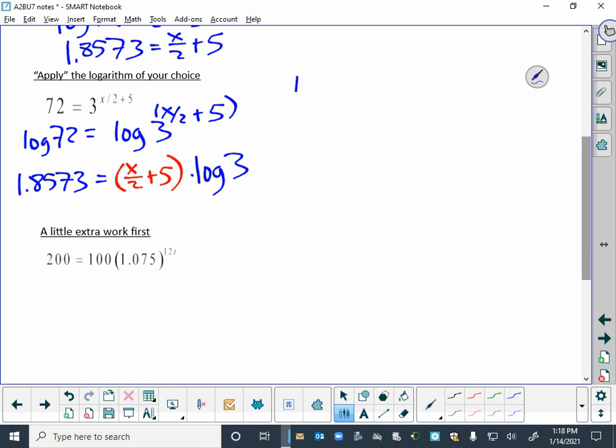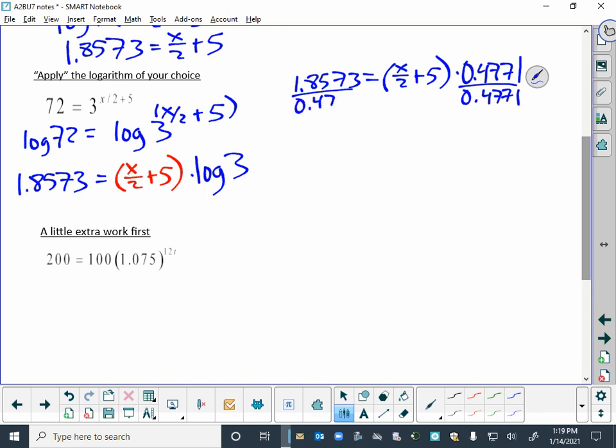Okay, so we've got 1.8573 equals x over 2 plus 5, and the log of 3 is, we can figure that out too because we have that button on our calculator. Log 3 is about 0.4771. And so let's go ahead and divide both sides by 0.4771. This is a linear equation now. We've been doing these for years.